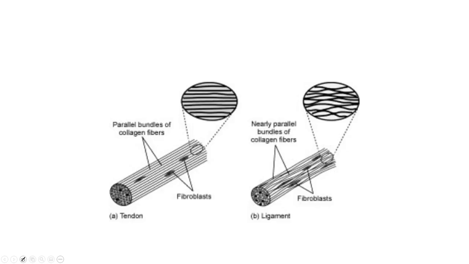Although they have similar gene expression, they are oriented just a little bit differently. Here's an example between tendons and ligaments, just looking at how they're organized. They're in parallel relative to each other, but they're not exactly one over the same. They're a little bit different in terms of their orientation.